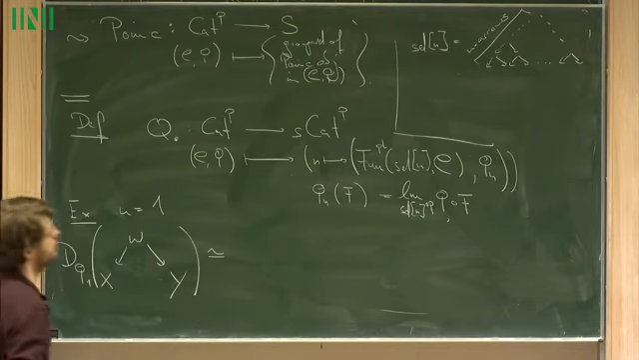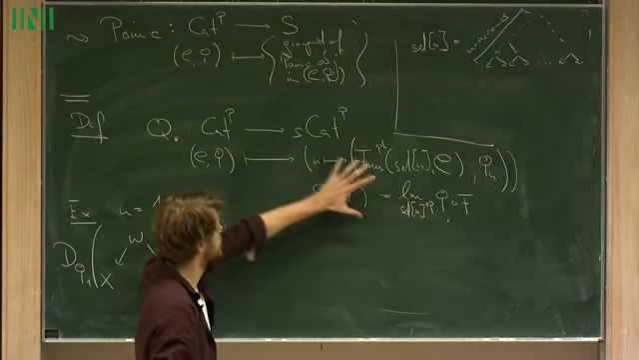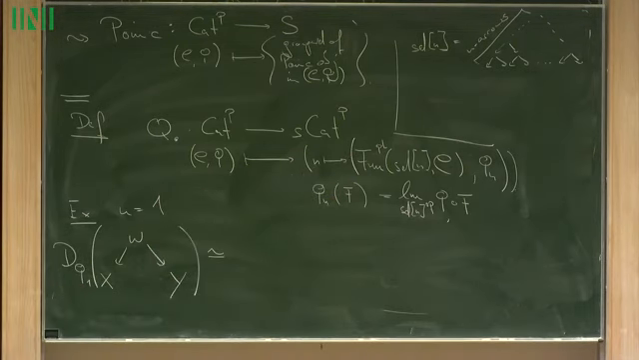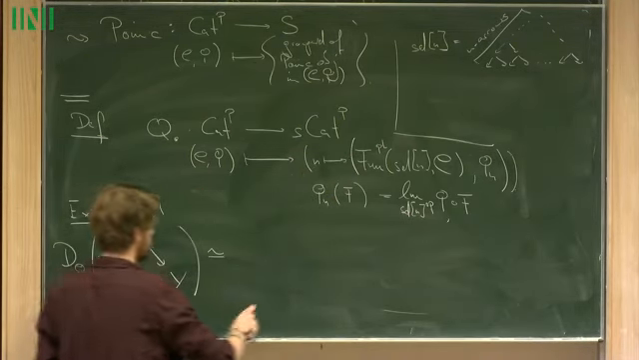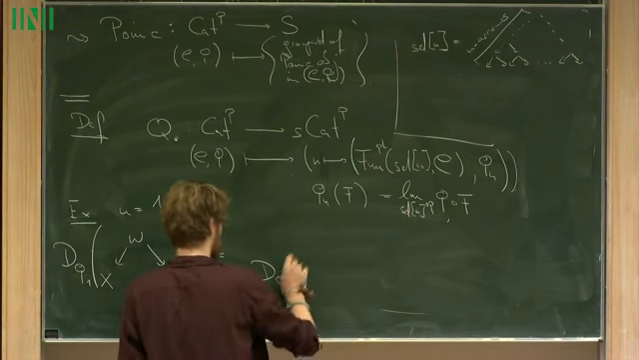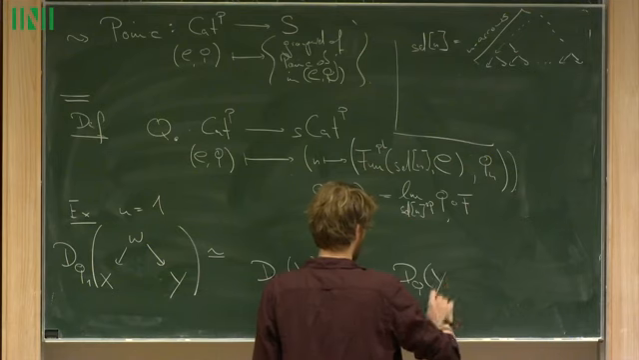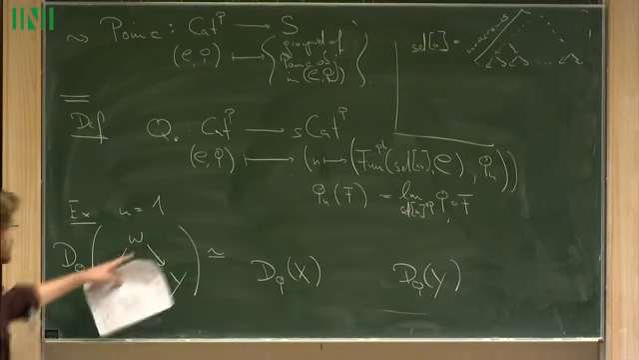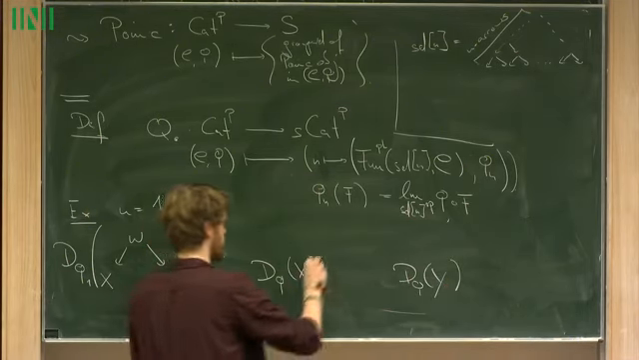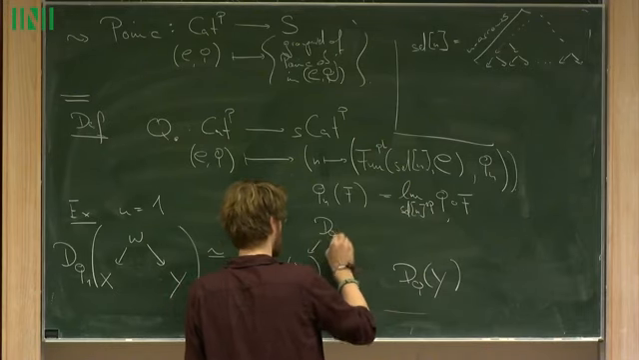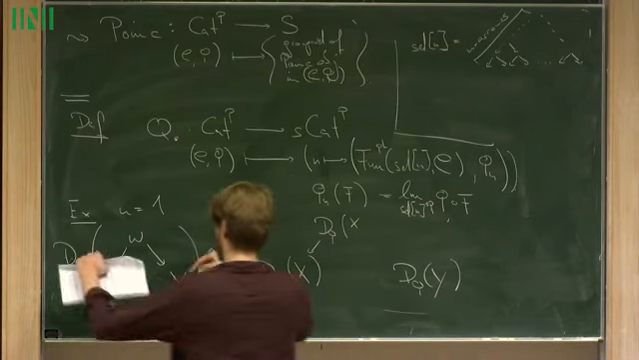I claimed, well, I didn't show anything, but I claimed this is again a Poincaré category, so in particular this should have a dual. Now you compute a bit, and you find that the dual is given by the dual of X, the dual of Y, and crucially, not the dual of W, I mean, D is contravariant after all, but the dual of the push-out of this diagram.